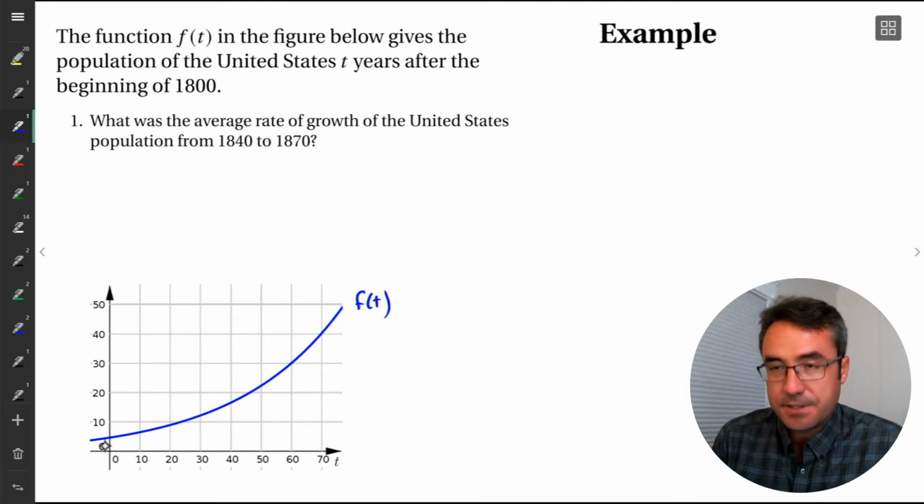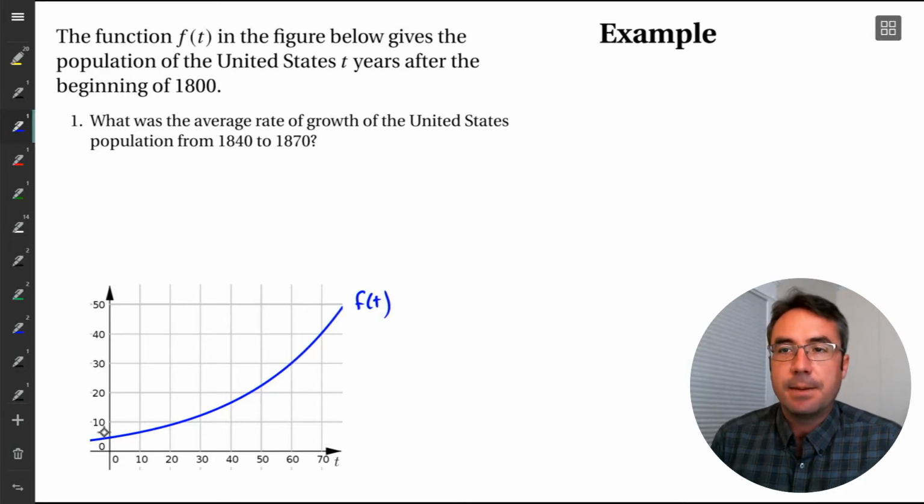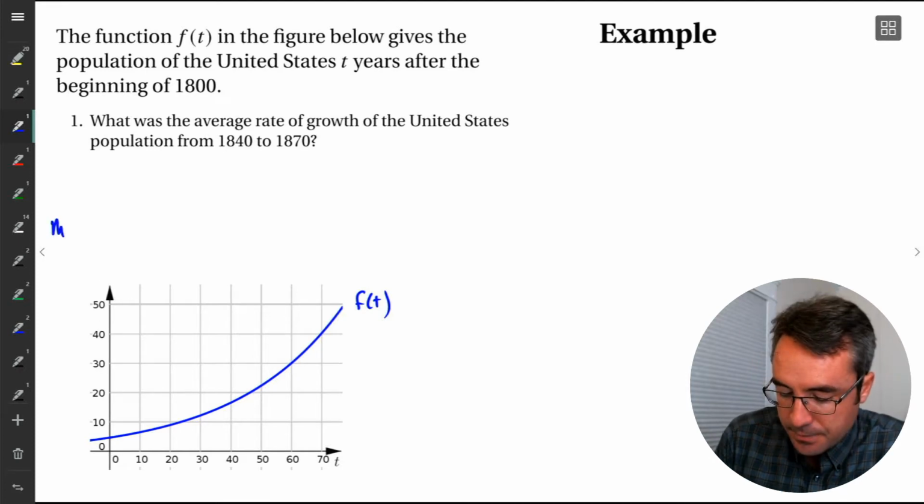And what are the units for this vertical axis? So, considering in 1860 there weren't 30 people in the U.S., what are the units here for our vertical axis? Millions of people.